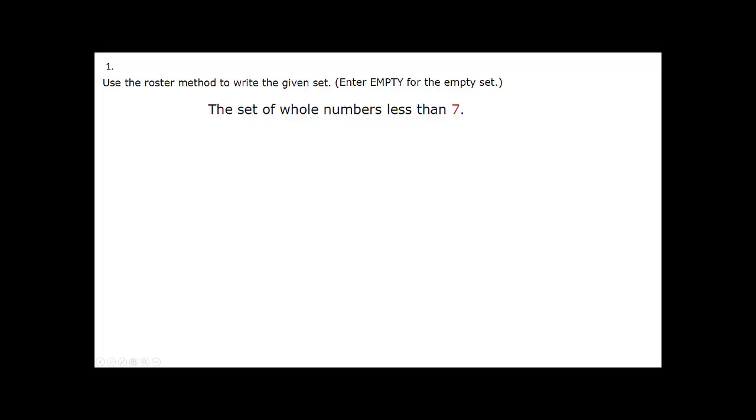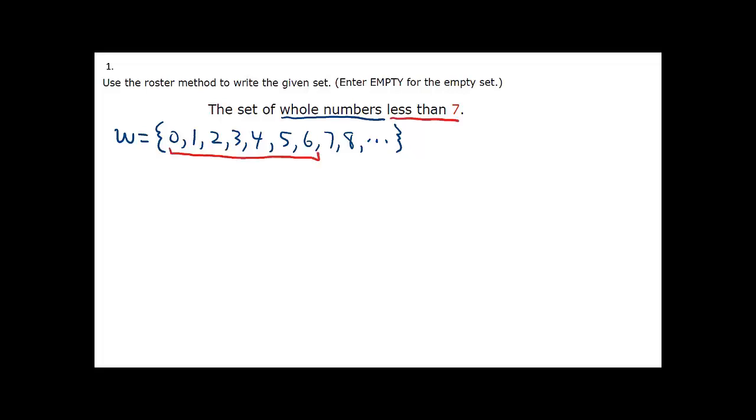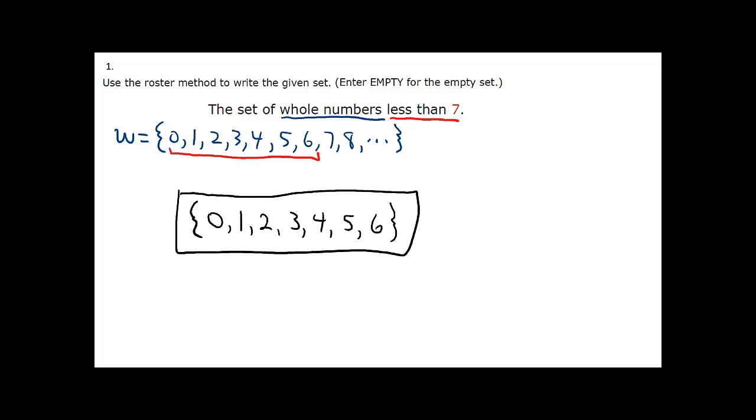Question number 1. Use the roster method to write the given set. The set of whole numbers less than 7. Remember, the whole numbers include 0 and then the counting numbers, but we only want the ones less than 7. So we can only go up to 6 in order to stay less than 7. So the set of whole numbers less than 7 consists of the elements 0, 1, 2, 3, 4, 5, and 6.